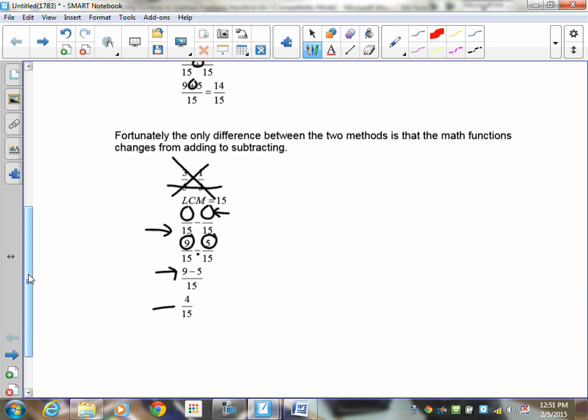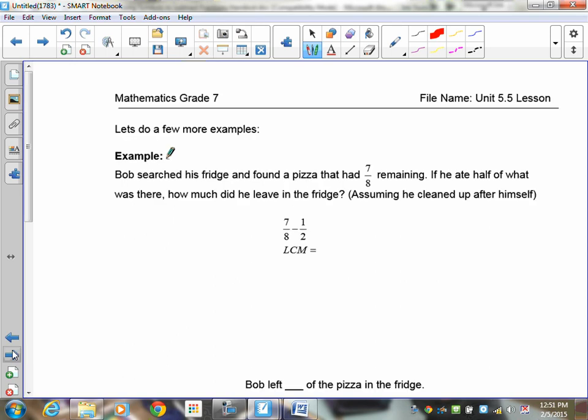I'm going to be doing several examples and having you work through them. And then at the end of the lesson, I'll probably throw in a couple of extra ones that I've made up just to give you some extra practice because adding and subtracting is so similar.